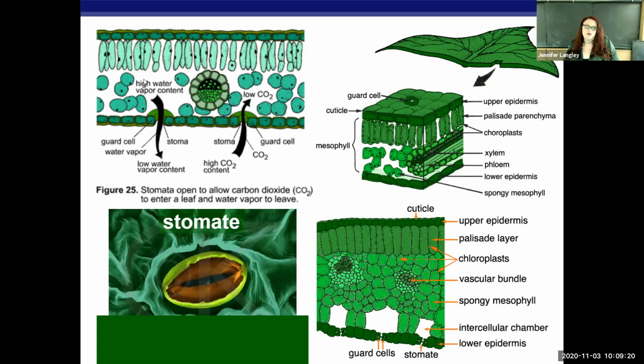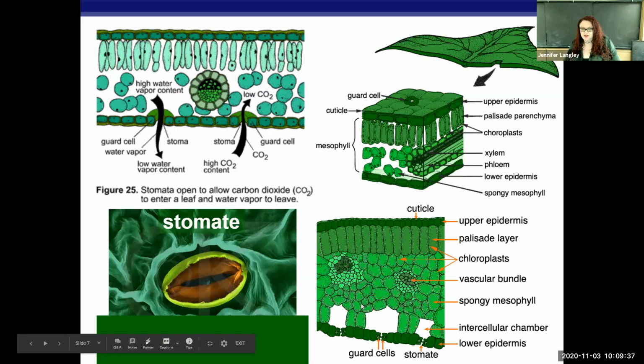This allows for water vapor to escape, but also for carbon dioxide to get in. Carbon dioxide has to get in because we need that for photosynthesis. Now, they make oxygen. Oxygen also goes out here.